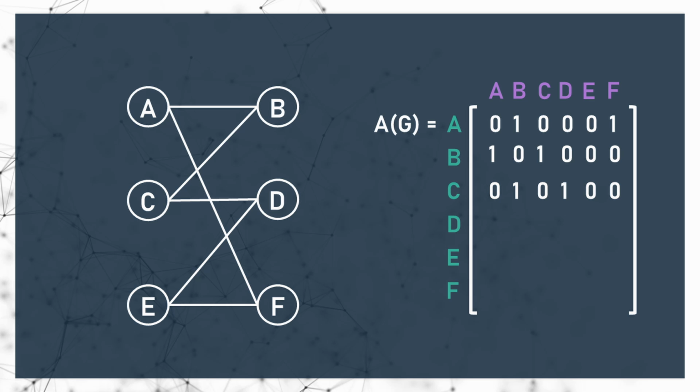Node D is connected with C and E. Node E is connected with D and F. And finally, node F is connected with E and A. Perfect! This matrix is the adjacency matrix of graph G.